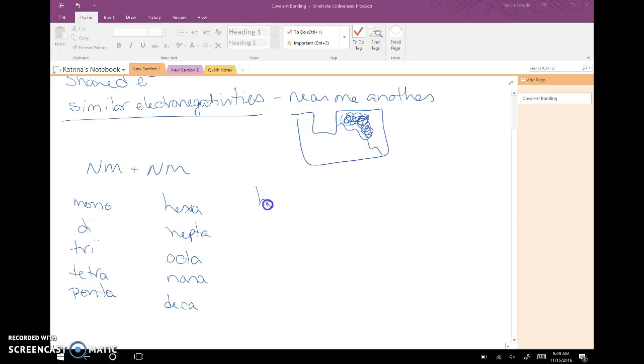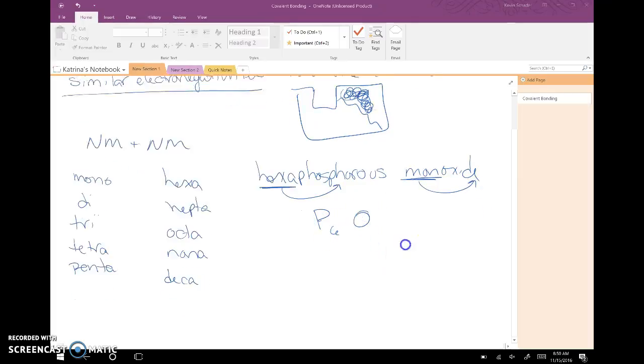If you're given something like hexaphosphorus monoxide, right? This prefix tells you how many of these you have. This prefix tells you how many of these you have. So for phosphorus, I have 6, and for oxygen, I have 1.